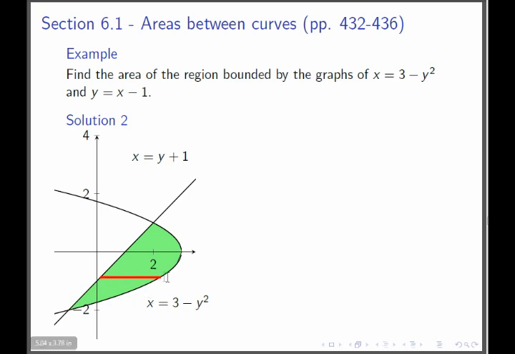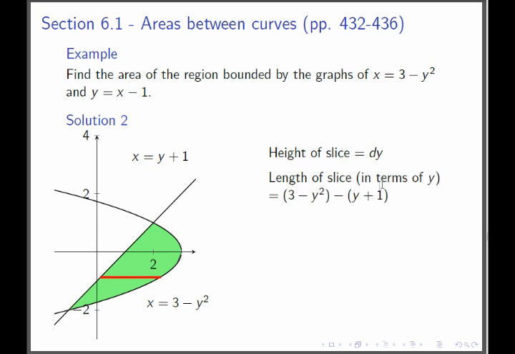Now, I can imagine that this region is made up of these horizontal slices, now having infinitesimal width dy, not dx. And their lengths will be found by subtracting the x-coordinate of the right endpoint of the rectangle minus the x-coordinate of the left endpoint. So the height of the slice is dy, and the length of the slice we write in terms of y, the same variable. So the x-coordinate of the right endpoint was given by the formula for the parabola, and that was 3 minus y squared. And the left x-coordinate is given by the linear piece, and that is y plus 1.